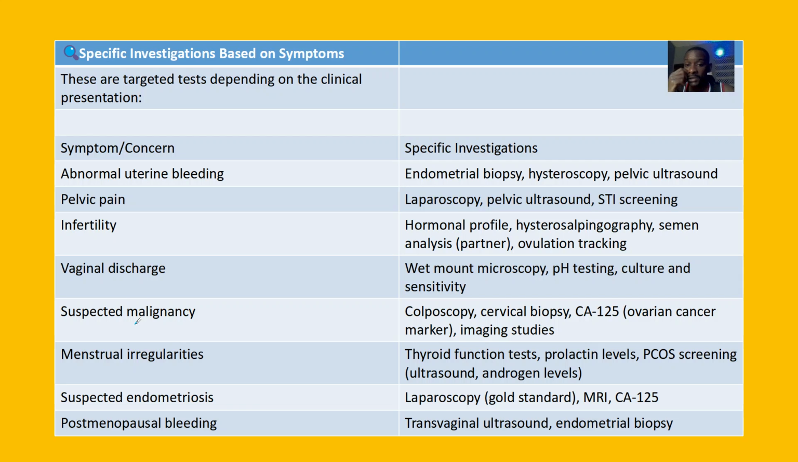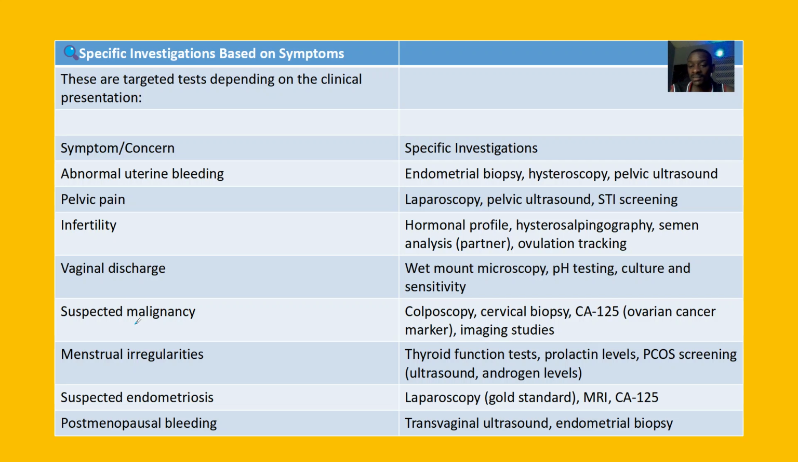Then for the specific tests, you've picked up a condition, so you're trying to do a specific test for it. For abnormal uterine bleeding, you can do endometrial biopsy, hysteroscopy, pelvic ultrasound. If there's pelvic pain, you might want to do laparoscopy, where you open up to check, or pelvic ultrasound or STI screenings. For infertility, you go for hormone profiles, hysterosalpingography. For vaginal discharge, you do wet mounts, pH testing, culture and sensitivity.